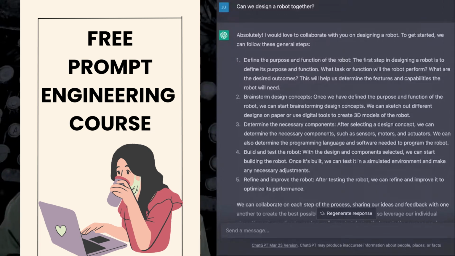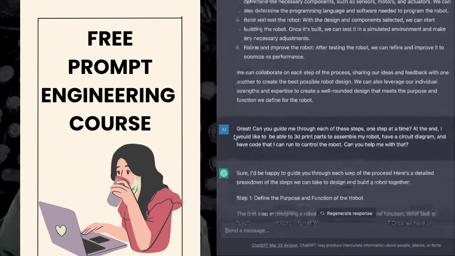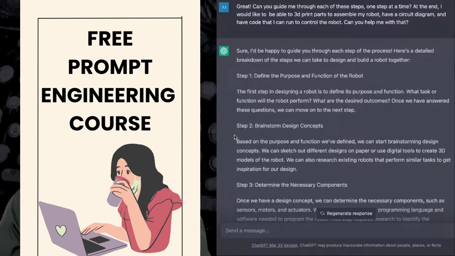And so I say, can we design a robot together? And ChatGPT says, absolutely, I would love to collaborate with you on designing a robot. To get started, we can follow these general steps: define the purpose and function, brainstorm and design concepts, determine the necessary components, build and test, and it goes on to tell me a number of steps. So then I follow up with, great, can you guide me through each of these steps one at a time? At the end, I would like to be able to 3D print parts to assemble my robot, have a circuit diagram, and have code that I can run to control the robot. Can you help me with that?